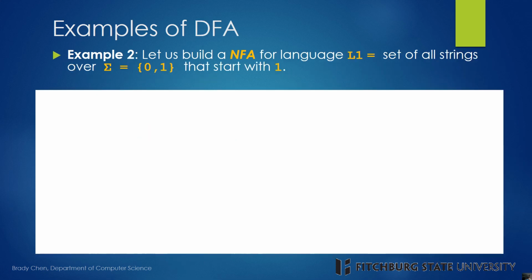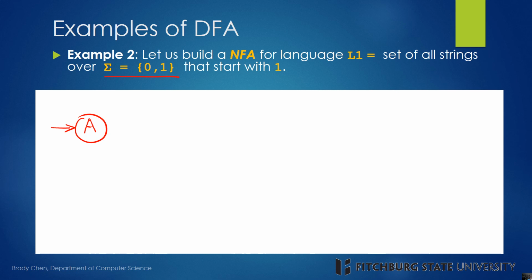Let's look at another example. Let us build an NFA for language L1, which is the set of all strings over sigma, which contains 2 symbols, 0 and 1, that start with 1. So let's build this. You start from the state A.